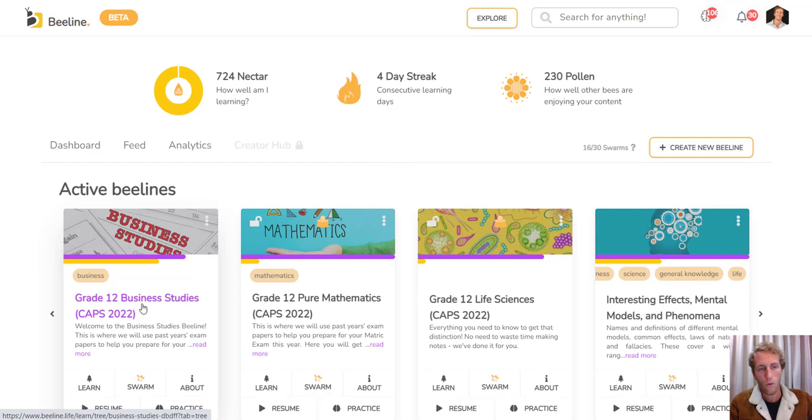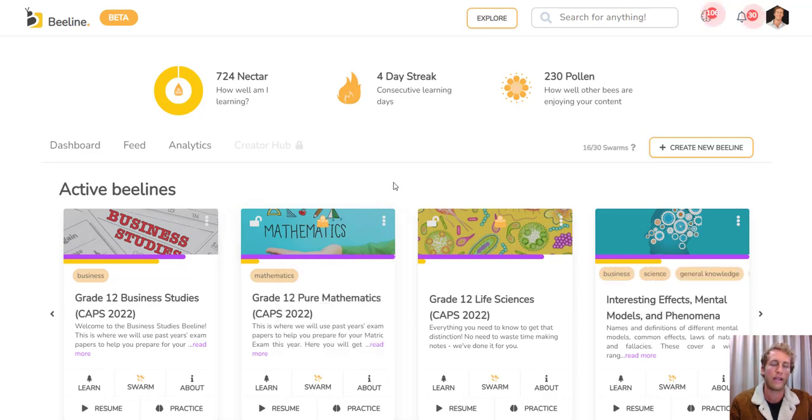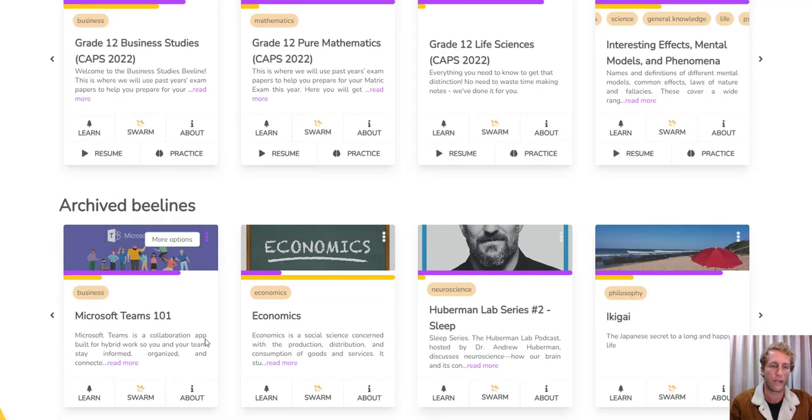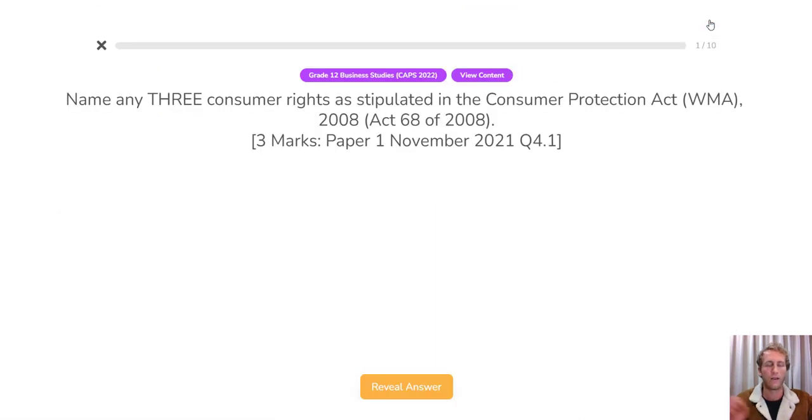So all the beelines you currently have active here will be pulling through to this practice. So if you have finished writing maths, for example, you can just go here and set it as inactive. If you do that, it'll jump down to archive beelines, and it won't be pulling through the question cards here anymore, because those question cards are for the stuff that you're currently busy learning. So at the moment, I'm learning all of these different things, and the questions that are pulling through here will be from all the different subjects.